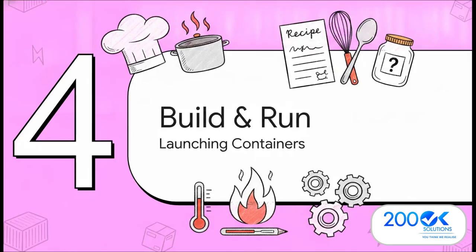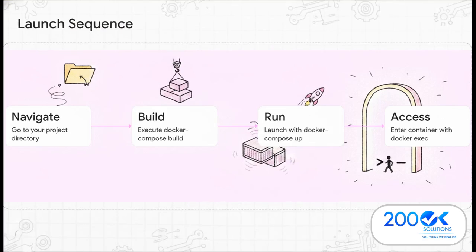Section 4. Building and running containers. All right, this is where the magic happens. By following these 4 exact commands in your prompt, you bring the whole thing to life. First, obviously, navigate into your project folder. Second, you run docker compose build. This reads your recipes and downloads all the necessary software.